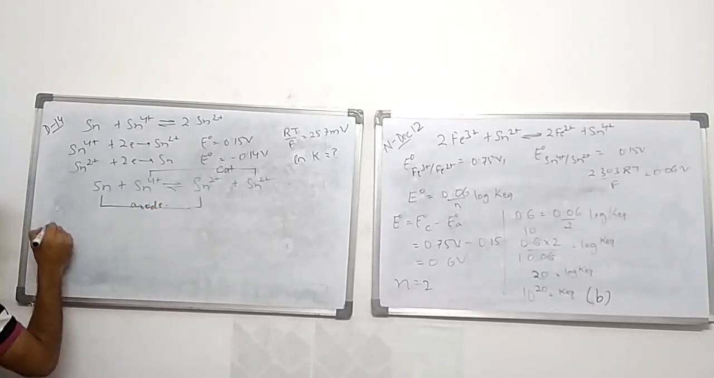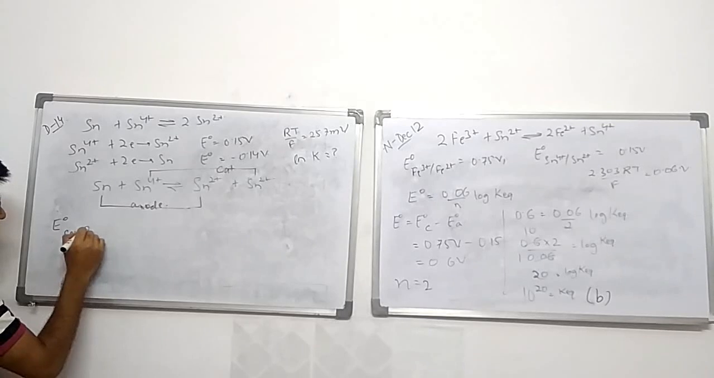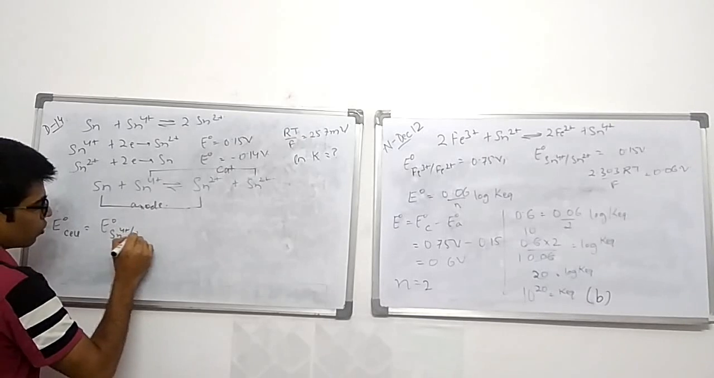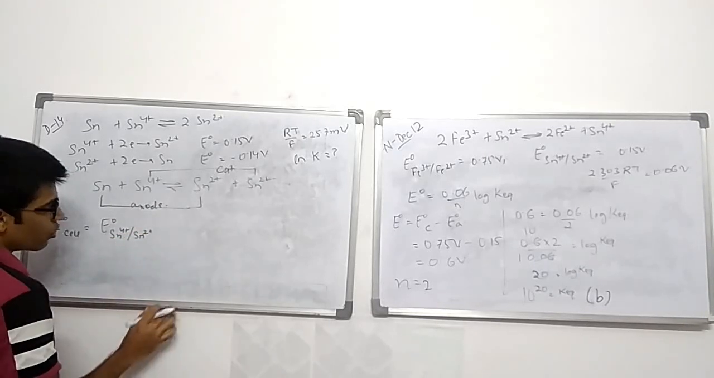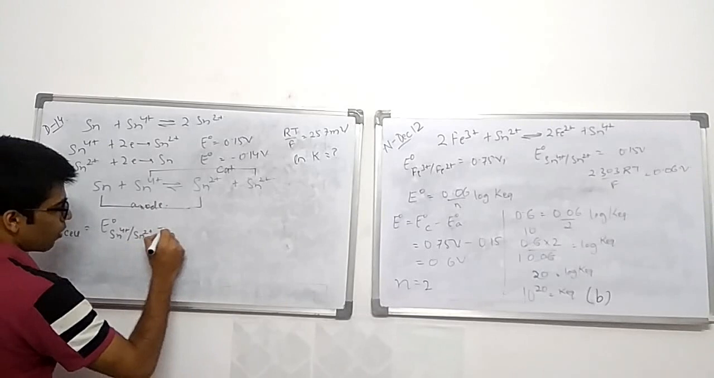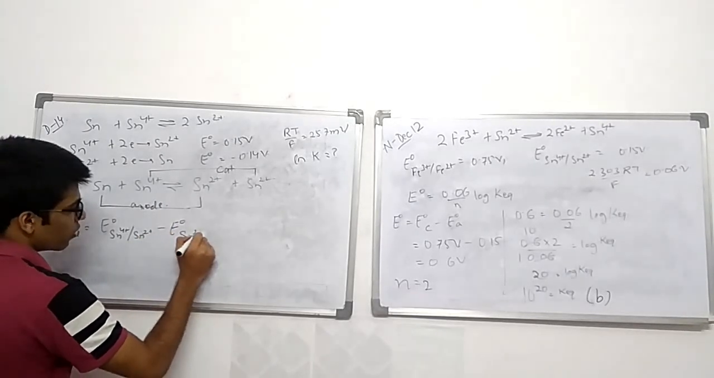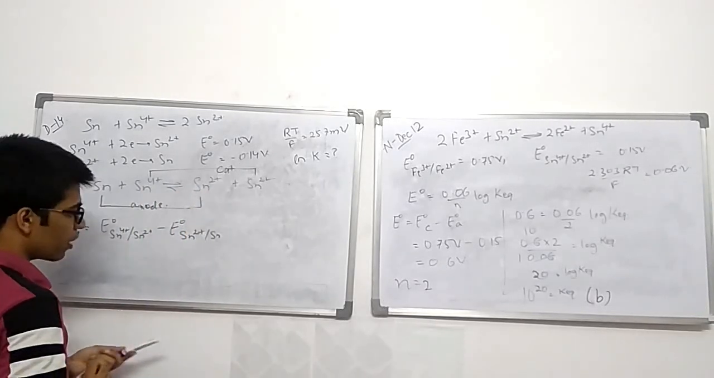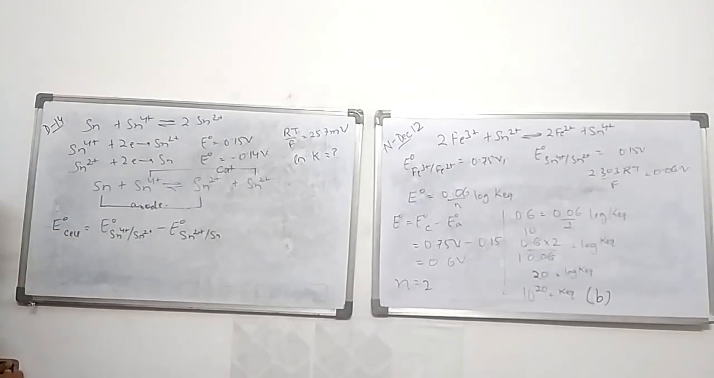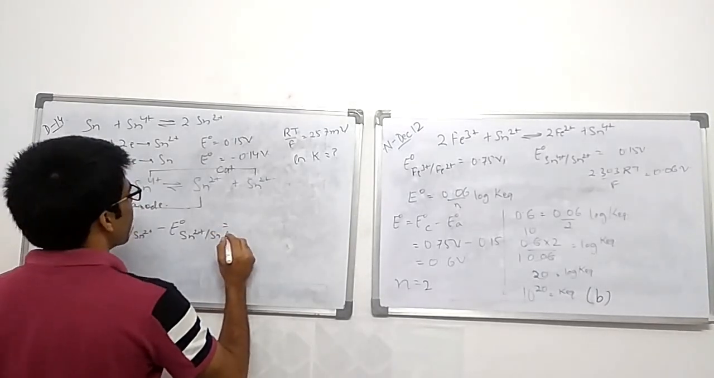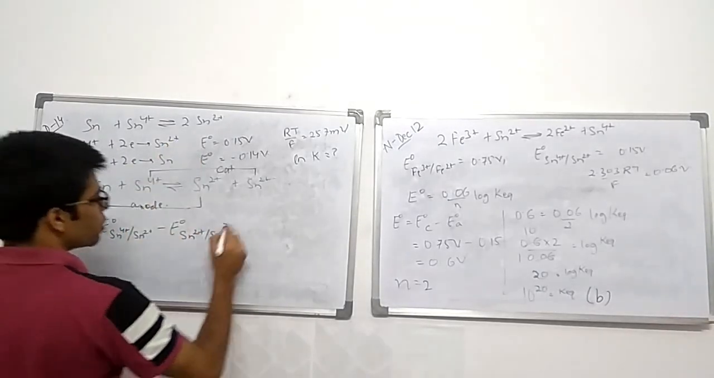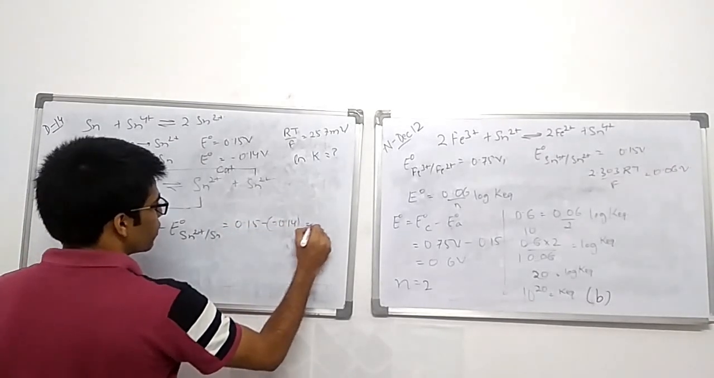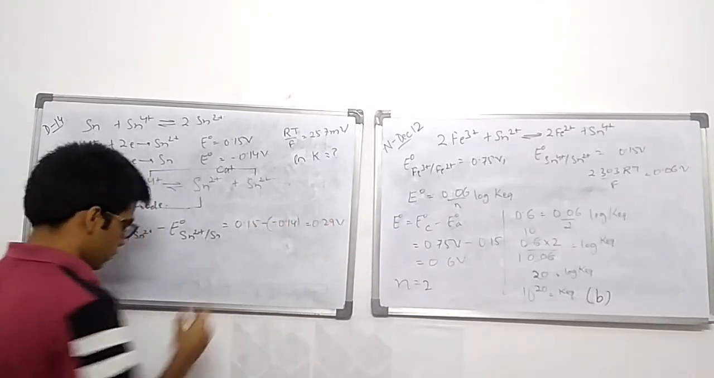So now I can find E naught cell. That will be what? E naught cathode minus anode. Cathode is Sn4+ to Sn2+, minus E naught anode, which is what? From tin to tin 2+, but we have to write the reduction potential, so we write Sn2+ to Sn. Now simply put the values. This is my cathode, 0.15 minus minus 0.14, this would give me 0.29 volts.